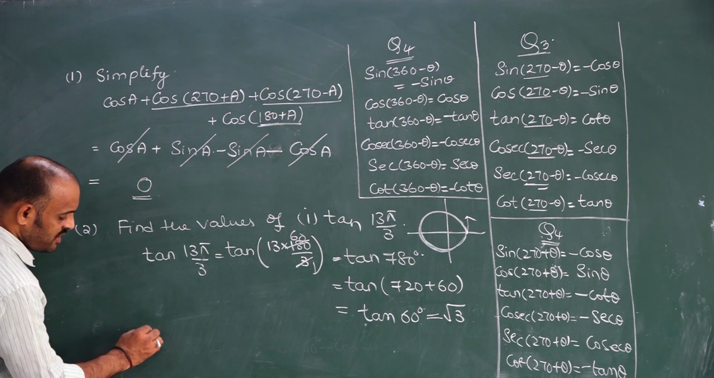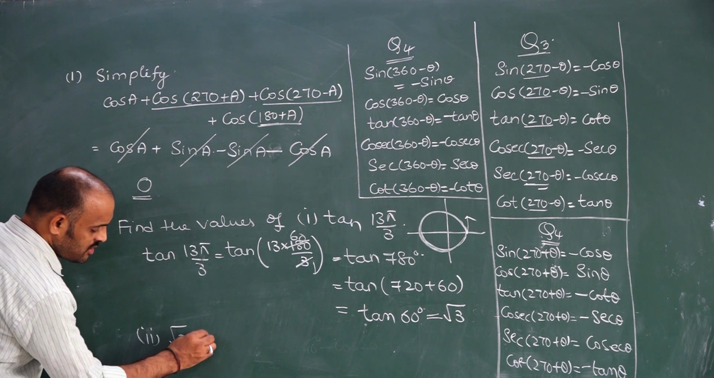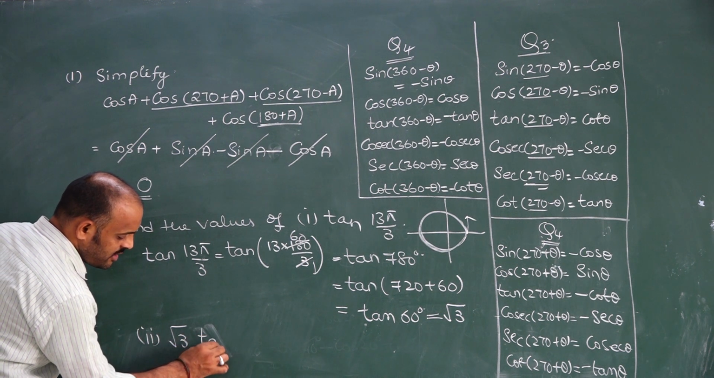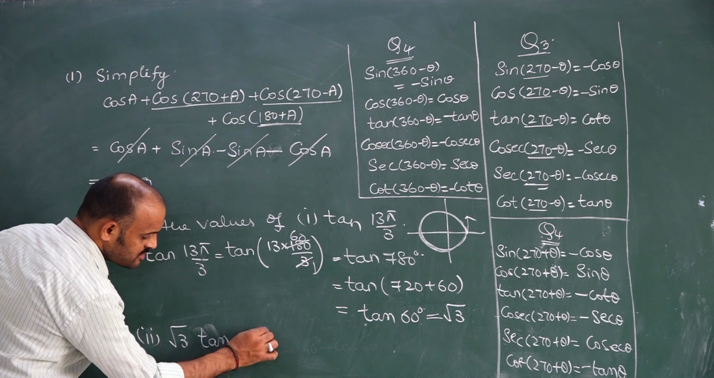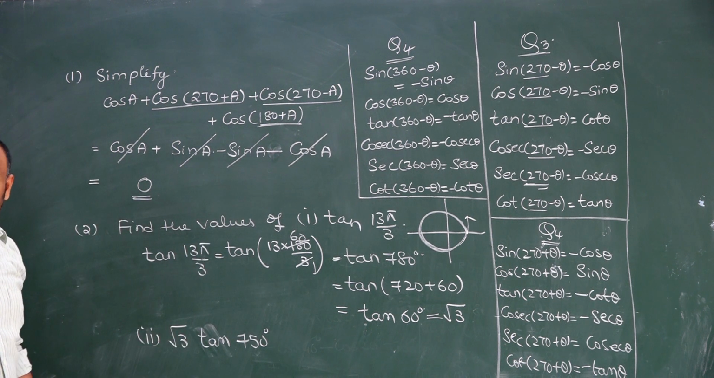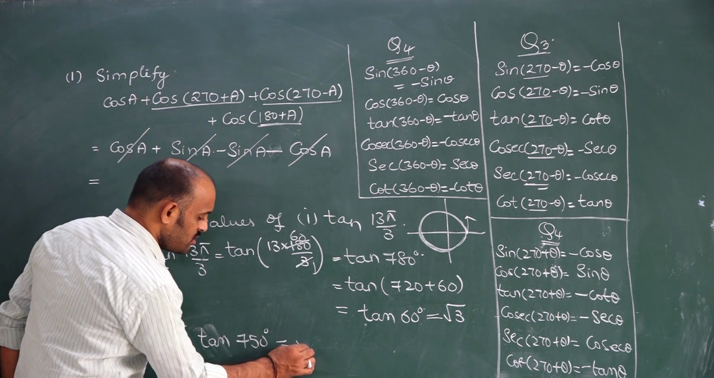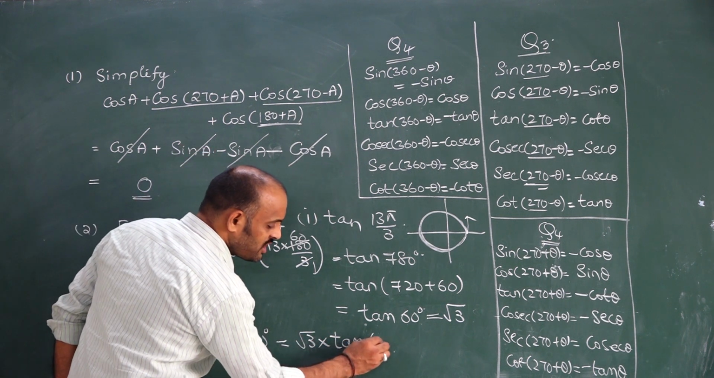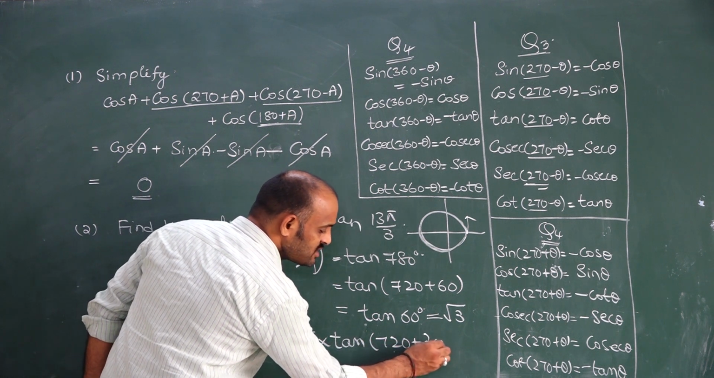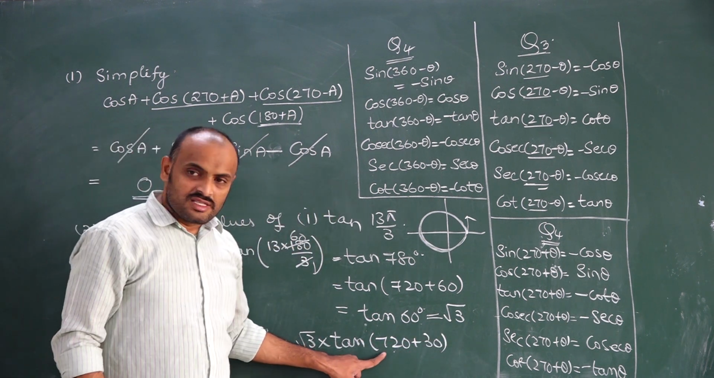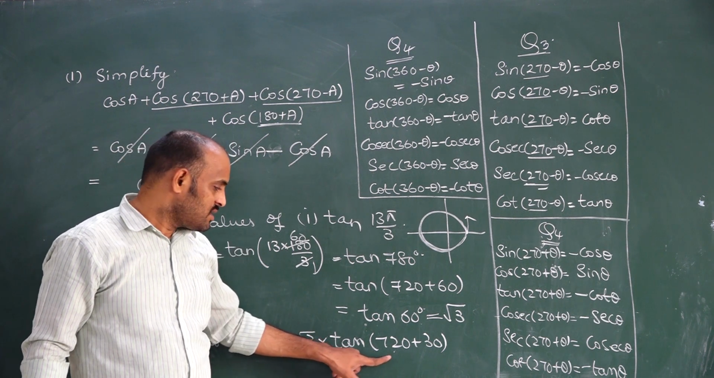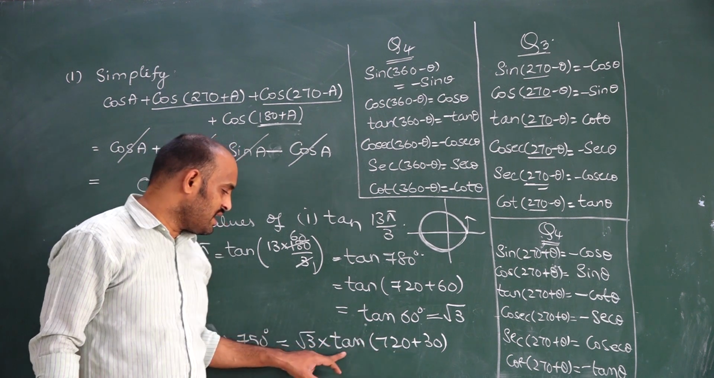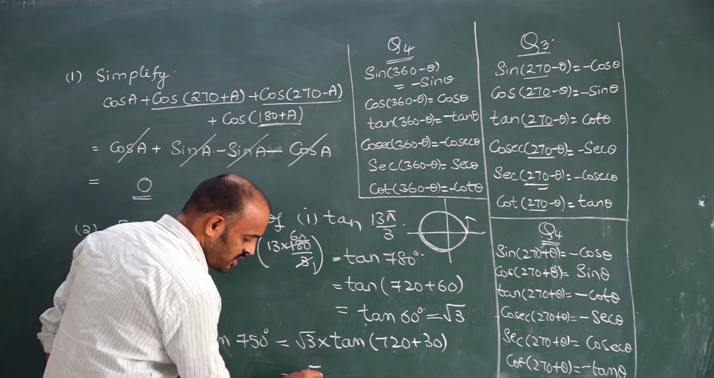Similarly, if they ask you one more thing, root 3 tan 750 degrees. Root 3 into tan, 750 can be written as 720 plus 30. The reason is 720 is a multiple of 90. For even multiples of 90, tan remains tan, root 3 tan.